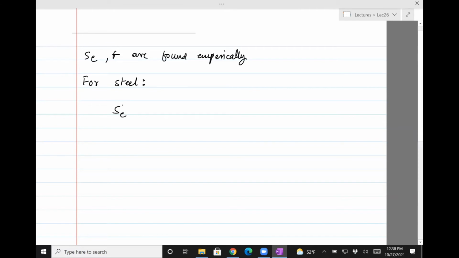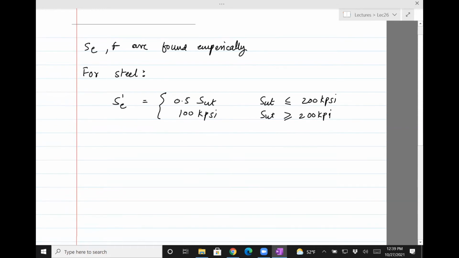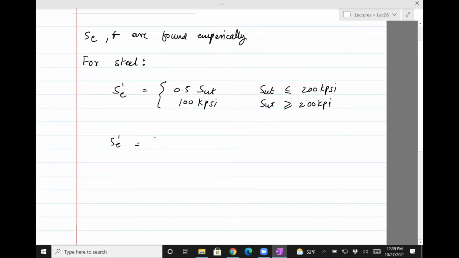Now I'm going to write SE prime and not SE, and I'll tell you why in a bit. But SE prime is 0.5 SUT, and it's 100 kpsi. So this is the IPS unit. So if you are looking at the value for SE in IPS unit, then these are the formulas you use. So if it is less than 200 kpsi, then you need to use the first one. If it is greater than 200 kpsi, then you use the second one. If you want to find SE in SI units, you can actually convert the above formulas, or you can just read out of this table.